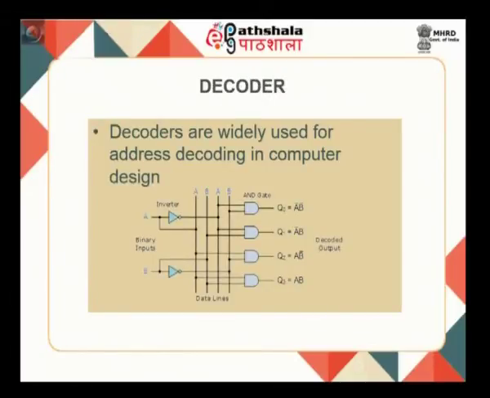The next specific example is the decoder. What it does is, for example, if I have 4 persons and I wanted to address them, I need a minimum of 2 bits to address them. I will call them Q0, Q1, Q2 and Q3. I can address them with 2 numbers: 00, 01, 10 or 11. This is the way I will be in a position to address them.